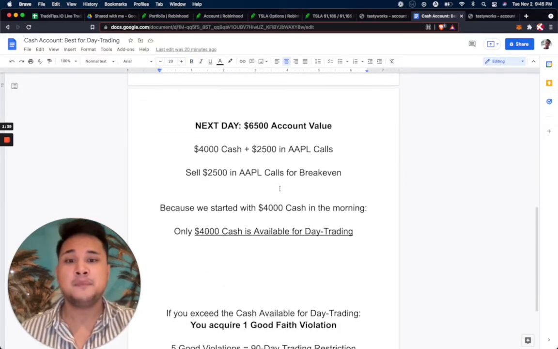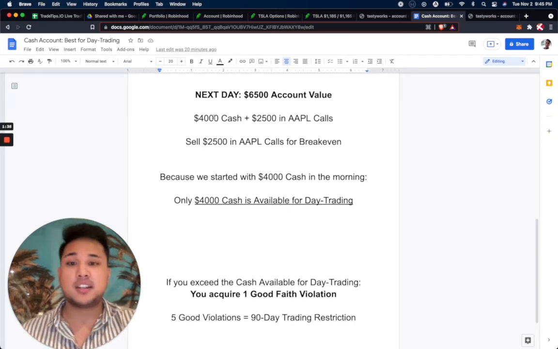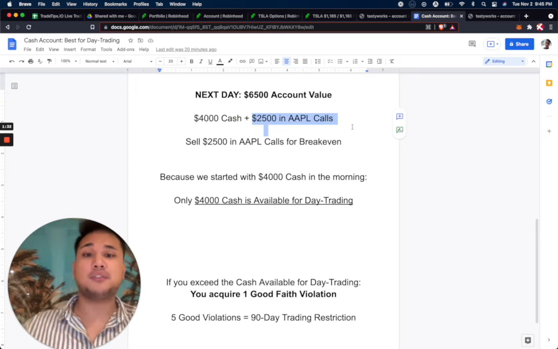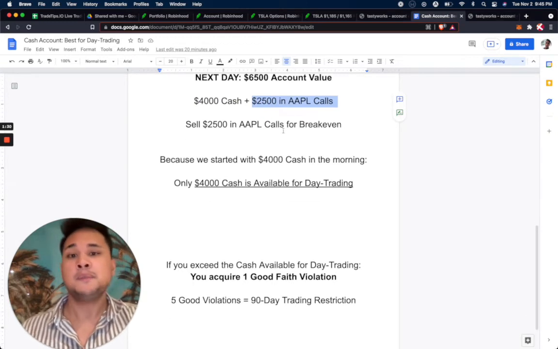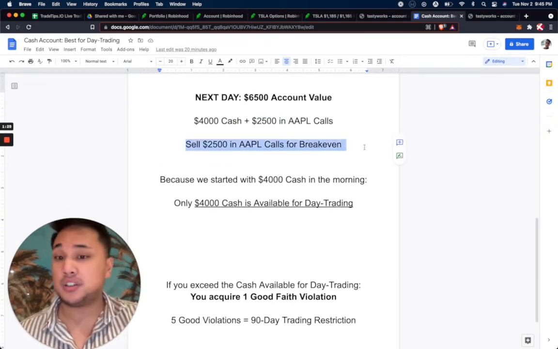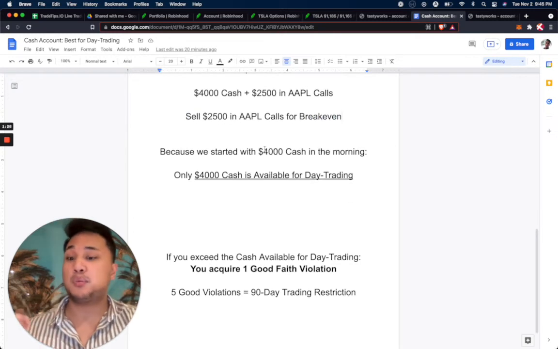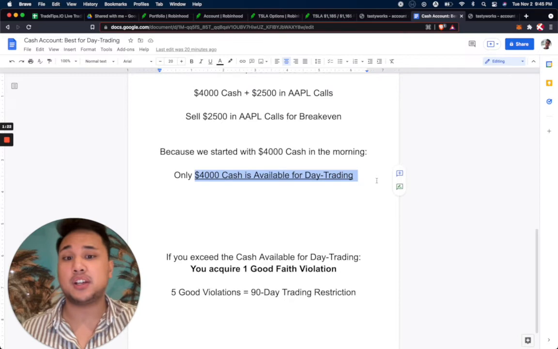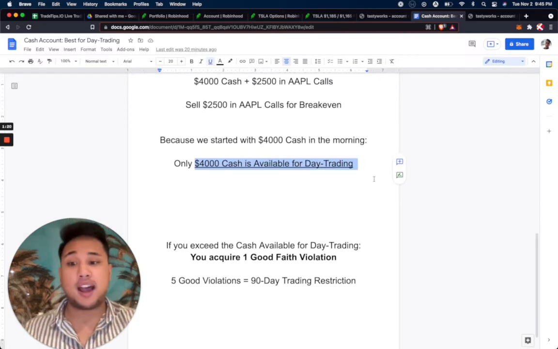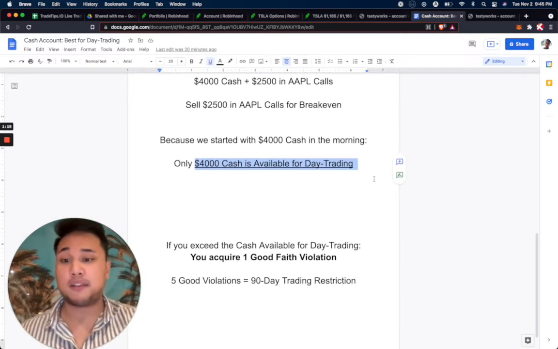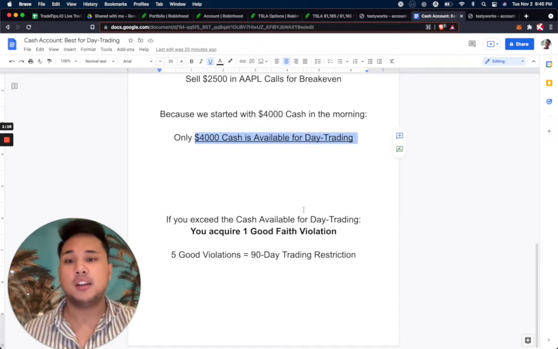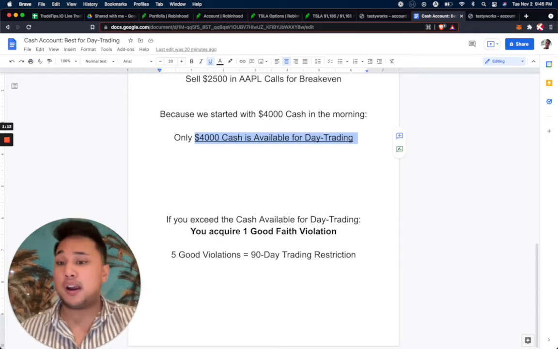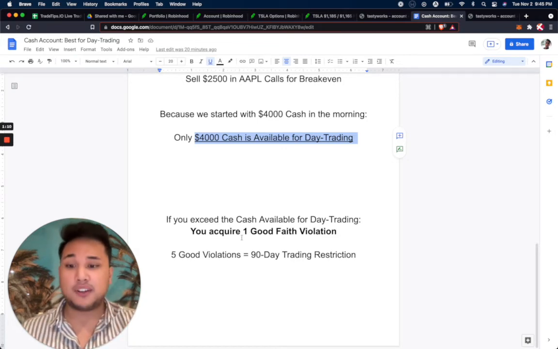So let's do that. Our account value is still at $6,500. $4,000 of it is now in settled cash. $2,500 of it is in these Apple calls. And say we sell these Apple calls for break even. Because we started with $4,000 cash in the morning, we only have $4,000 available for day trading. Again, they don't have this written down somewhere in the platform, so you're going to have to make a mental note of it. If you exceed the $4,000, then that's when we acquire that good faith violation.